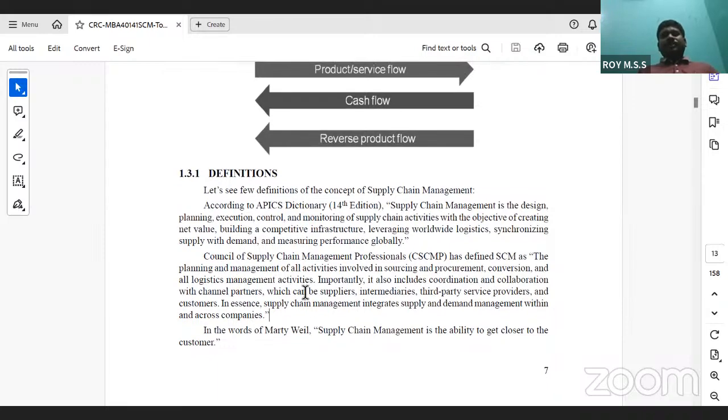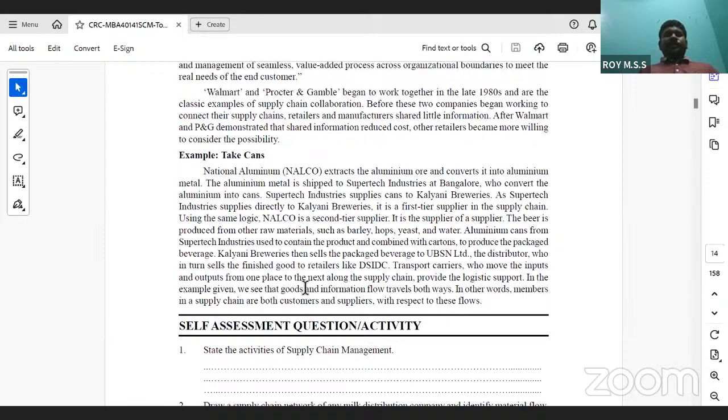Right? Or this one. Now, let us say there is an example here. Nalco extracts aluminum ore and converts it into aluminum metal. Aluminum metal is shipped to Supertech Industries at Bangalore, who convert the aluminum into cans. Supertech Industries supplies cans to Kalyani Breweries. As Supertech Industries supplies directly to Kalyani Breweries, it is the first tier supplier in the supply chain.